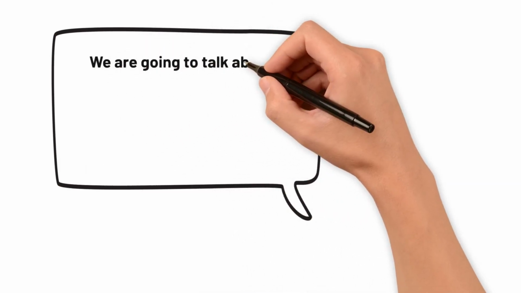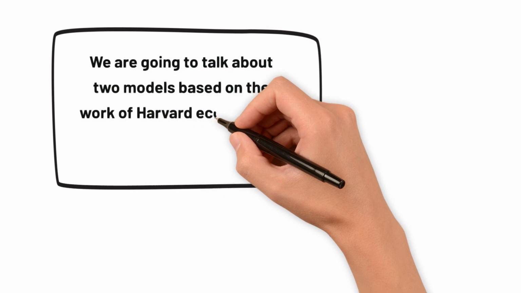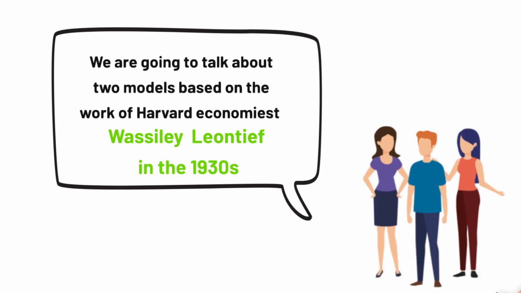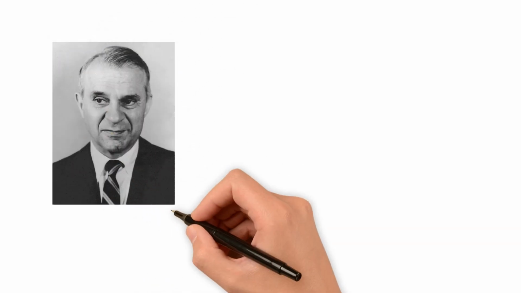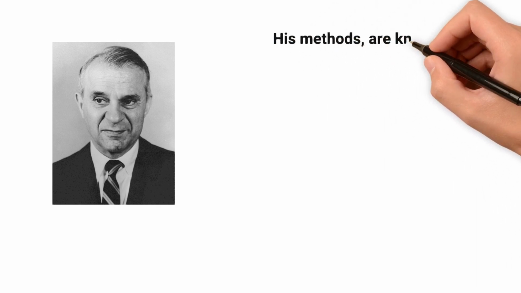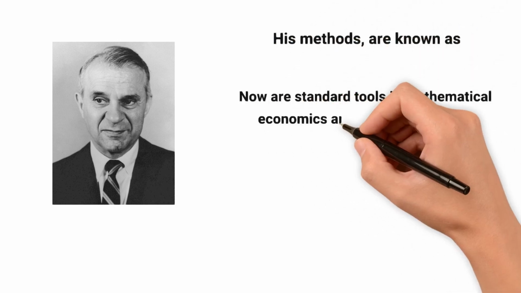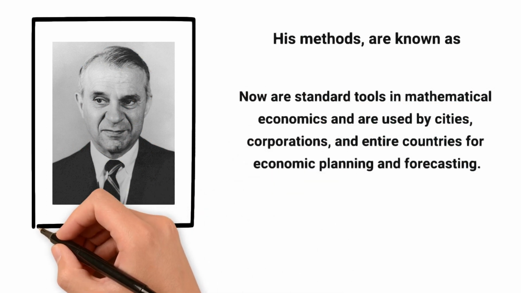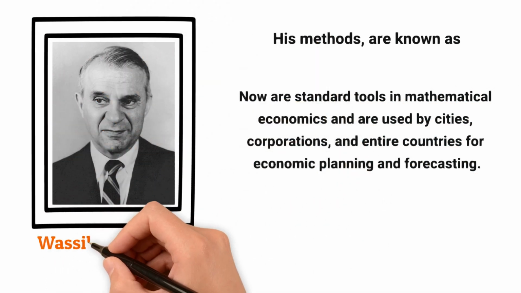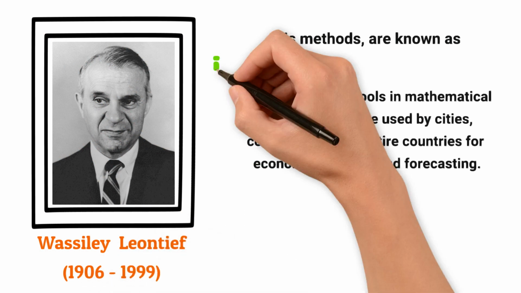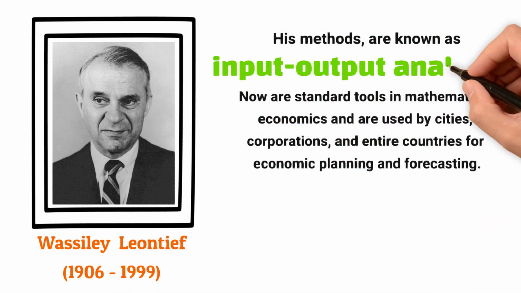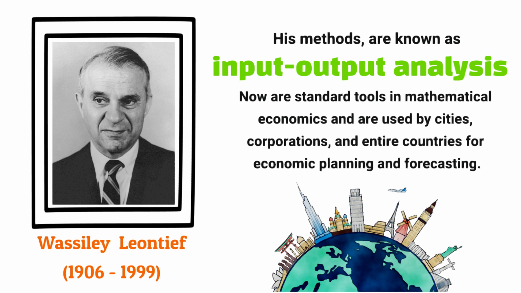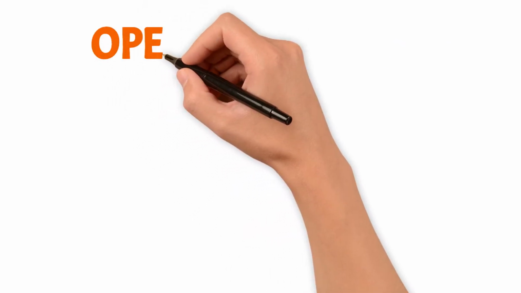Based on the work of Harvard economist Wassily Leontief in the 1930s, his methods are often referred to as input-output analysis, and are now standard tools in mathematical economics, used by cities, corporations, and entire countries for economic planning and forecasting. These sectors are dependent on each other, and the total input always equals the total output. In 1973, Wassily won the Nobel Prize in Economics for his work in this field. And in this presentation, we're going to talk about the open economic model.